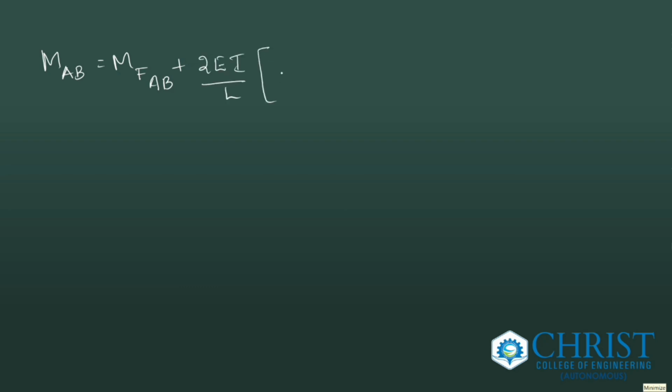MAB is equal to MFAB plus 2EI by L whole bracket 2 theta A plus theta B minus 3 delta by L. Since it's from A to B, we use 2 theta A plus theta B minus 3 delta by L. No sinking of support occurs, since delta equal to 0. Also no applied forces. We are not applying any force, only moment is there. So fixed end moment is 0.